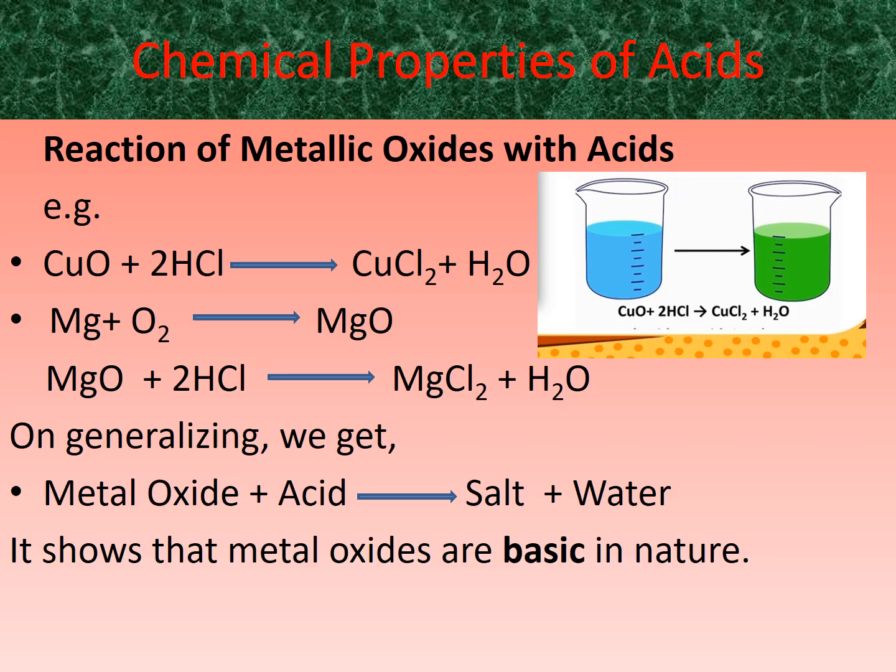Similarly, when we burn magnesium in the presence of oxygen, it forms magnesium oxide. So magnesium oxide is also a metallic oxide. When this metallic oxide combines with hydrochloric acid, it will form a salt, magnesium chloride, and water is formed. If we generalize these reactions, we get that metal oxide combines with acid to form salt and water, which is similar to the neutralization reactions.